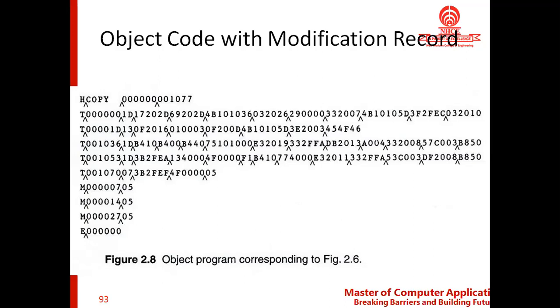So this is all about the machine dependent features of the assembler. With this, I'll be ending this session. This is the end of module 1. Thank you.